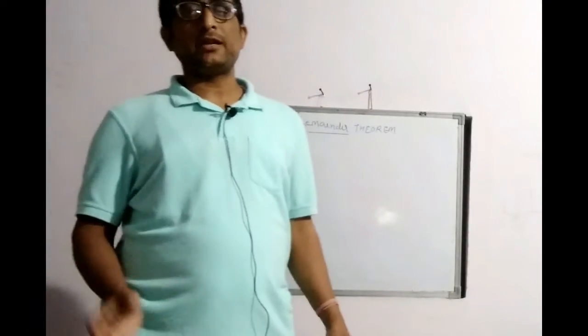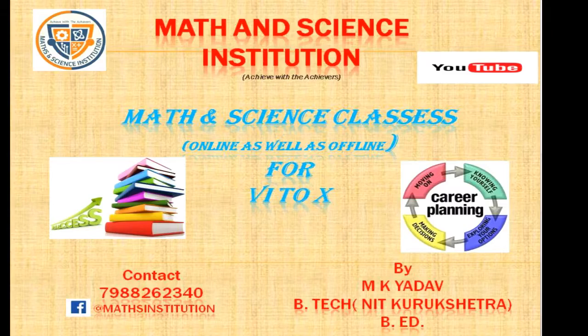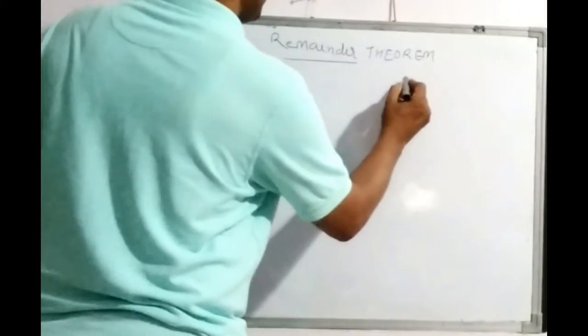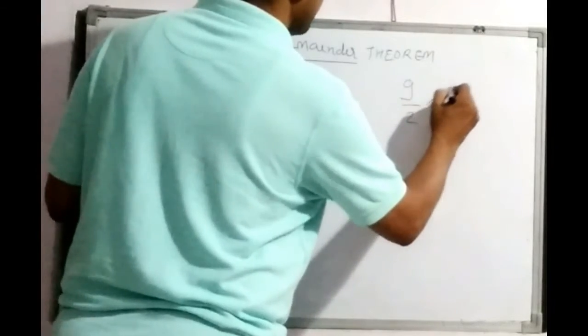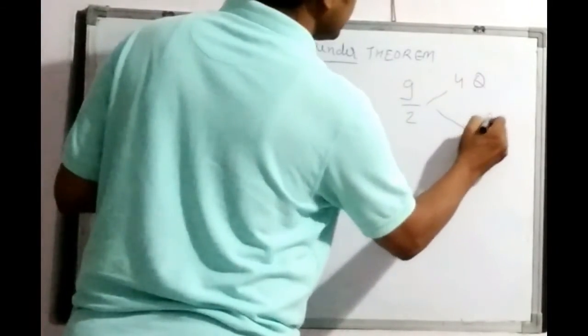Remainder theorem, as the name suggests, is somewhat related to division. When we divide one real number by another real number, we get two more real numbers. One is the quotient, another is the remainder. So let's see. If I divide 9 by 2, what will I get? I will get 4 as quotient and 1 as remainder.